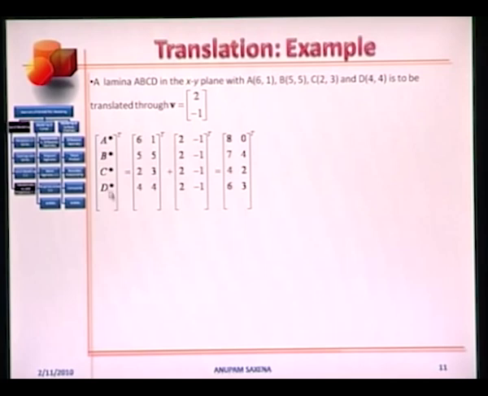Once again, we perform all translation operations simultaneously. A star, B star, C star, and D star are the new positions of ABCD. Here, all the coordinates of ABCD respectively are mentioned, and they are all translated by 2, minus 1. These are the new positions of the 4 points: 8, 0; 7, 4; 4, 2; and 6, 3 respectively for A star, B star, C star, and D star.